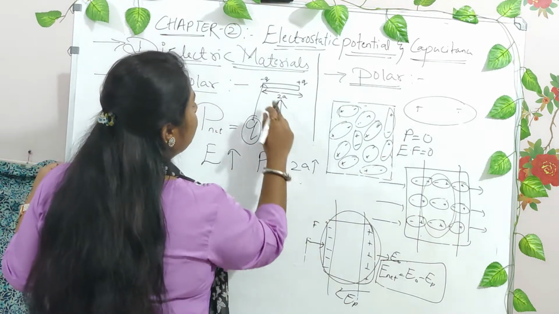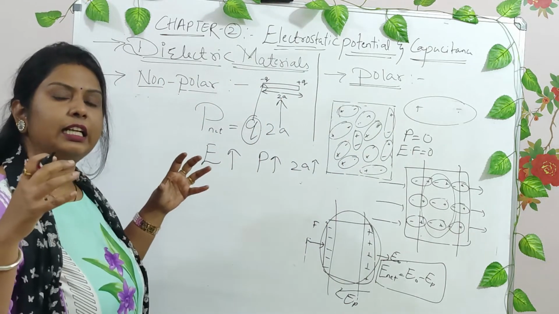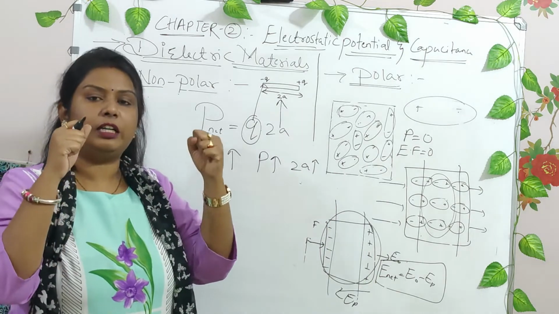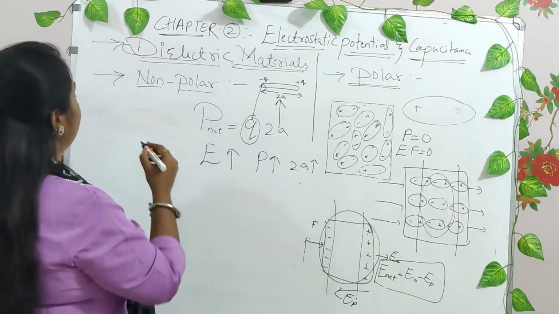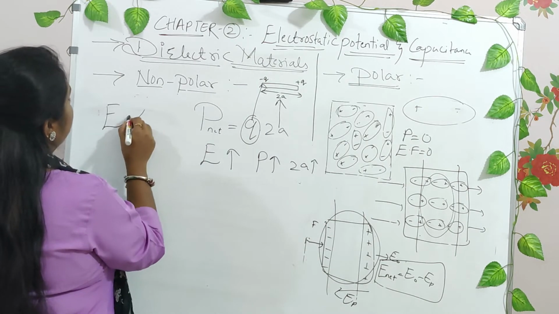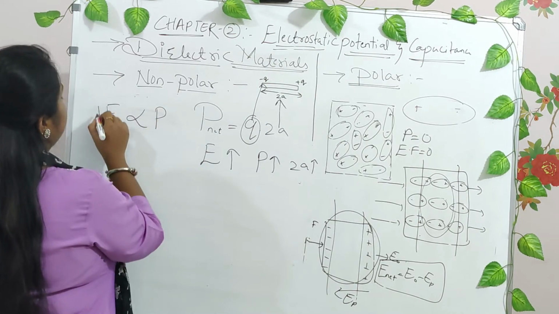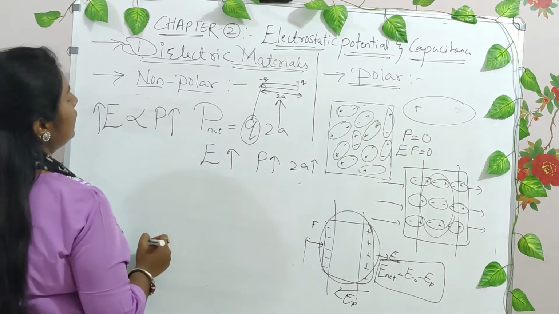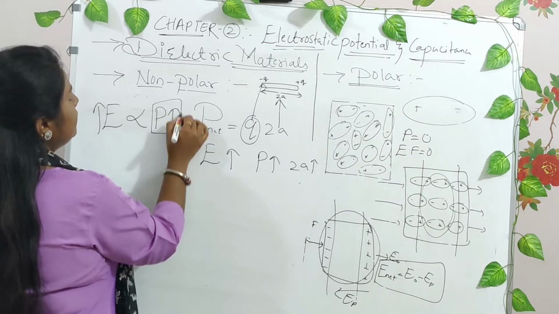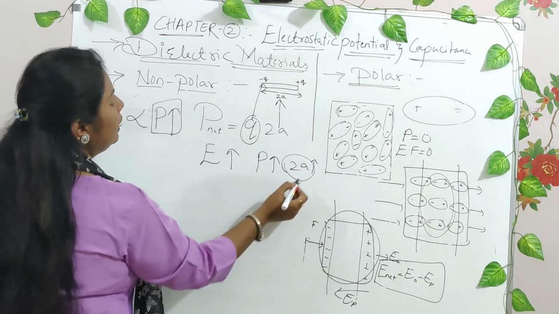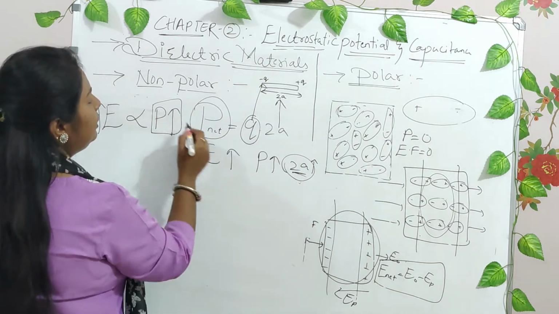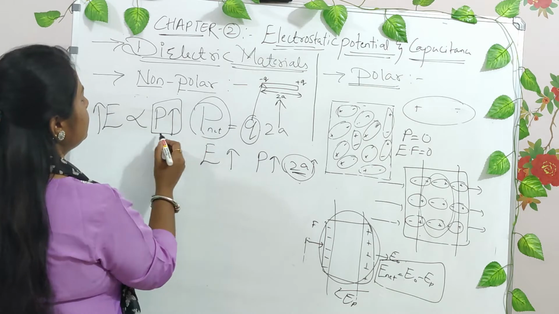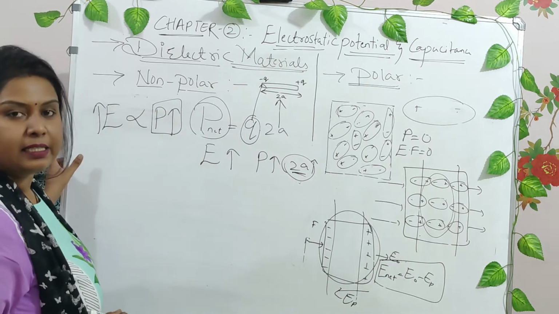The 2a, the distance between the positive and negative charges, is increasing. When the distance between the dipole increases, the polarization also increases, right? Electric field is directly proportional to polarization. Greater the electric field, greater is the polarization. How greater is the polarization? By increasing the dipole distance, that is the distance between positive Q and minus Q, the net dipole increases. When net dipole increases, the polarization also increases, right?